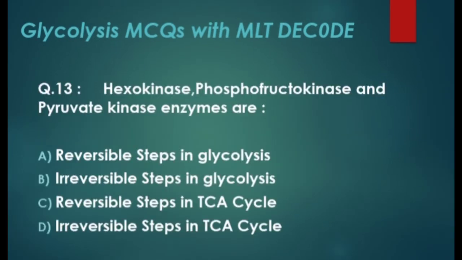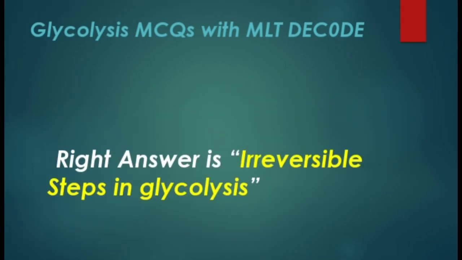Next: hexokinase, phosphofructokinase and pyruvate kinase enzymes are reversible steps in glycolysis, irreversible steps in glycolysis, reversible steps in TCA cycle, or irreversible steps in TCA cycle? So the right answer is irreversible steps in glycolysis.